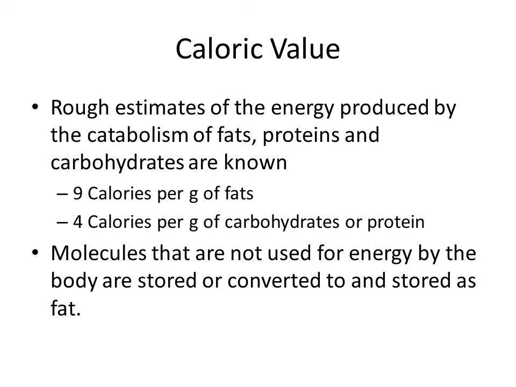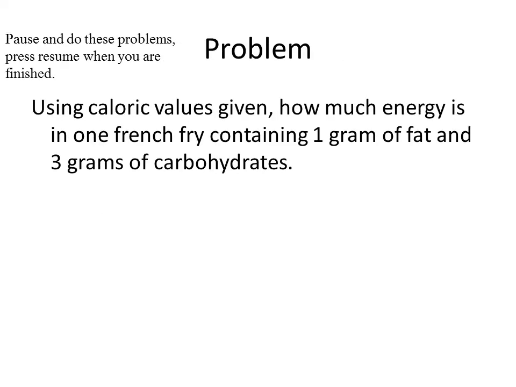In fat, we have about 9,000 calories, or 9 kilocalories, which is 9 food calories per gram of fat. And in carbohydrates and protein, a gram holds about 4,000 calories, which is 4 kilocalories, or 4 food calories. Using these values, I'd like you to pause and try this problem and figure out how many food calories are within one French fry here, and then there's another problem after that. Go ahead and calculate that and then resume the lecture.